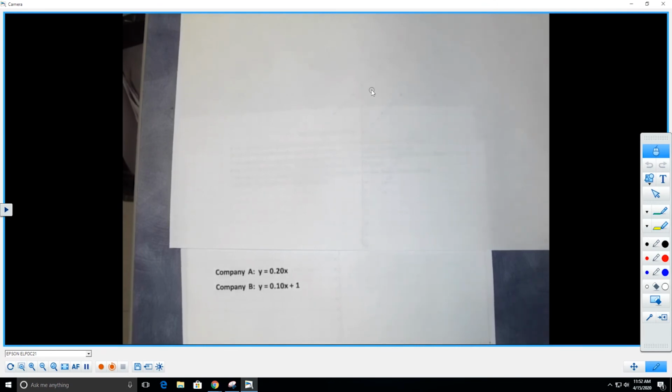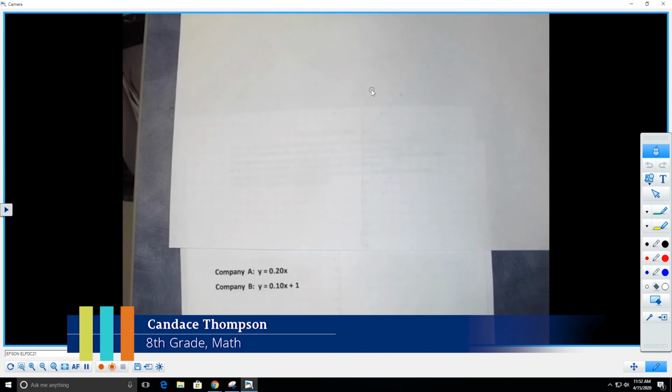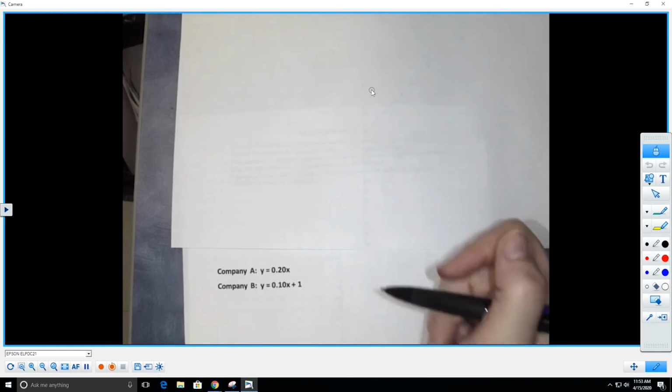Let's graph this system of equations and see if we can determine when the subscription plans would cost the same per month. You draw a coordinate plane on your paper and follow along with me. Let's start with Company A. The y-intercept is 0 and the slope is 0.20. How could we represent this as a fraction or rise over run? Did you remember that 2/10 is the same as 20/100 or 1/5? Great. Now we can use the fraction 1/5 for our slope on the graph.